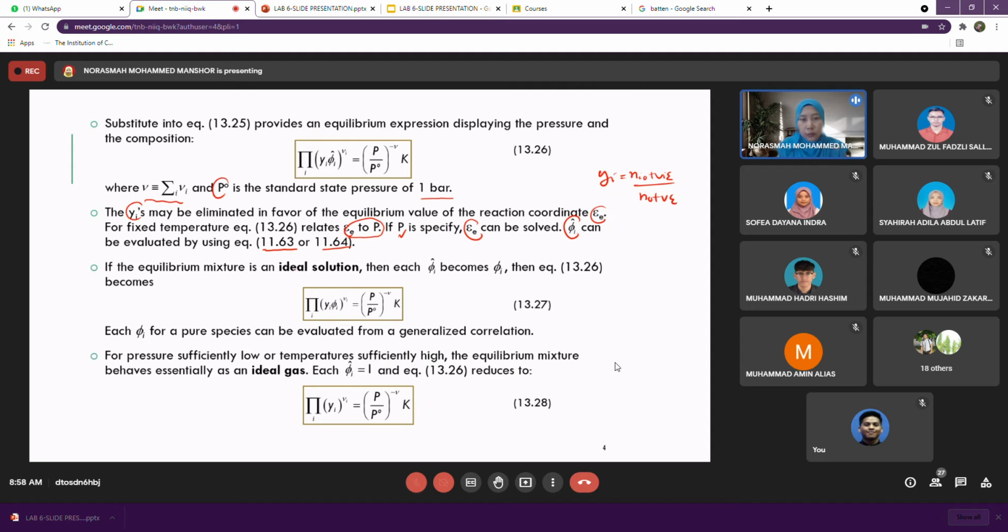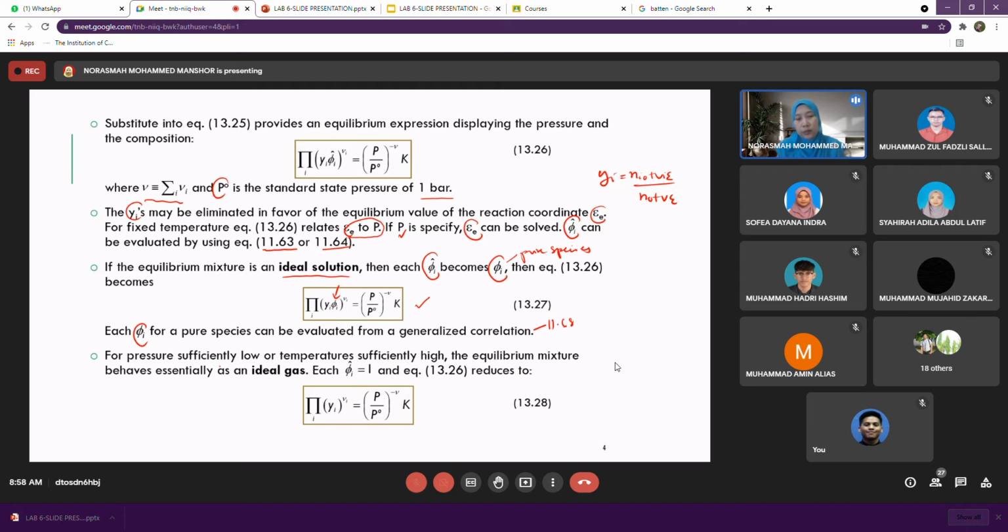If the equilibrium mixture is an ideal solution, the fugacity coefficient Vi cap becomes Vi, fugacity coefficient for pure species. So equation 13.26 becomes this equation. The Vi cap is replaced by Vi, and the Vi can be evaluated from generalized correlation, equation 11.68.